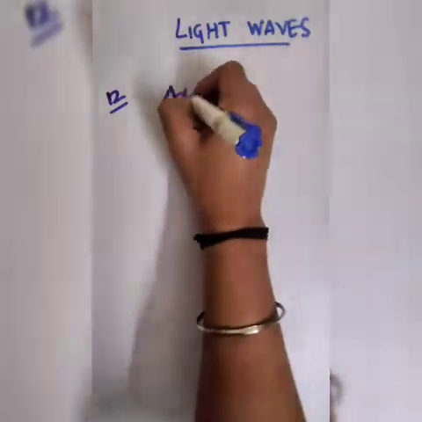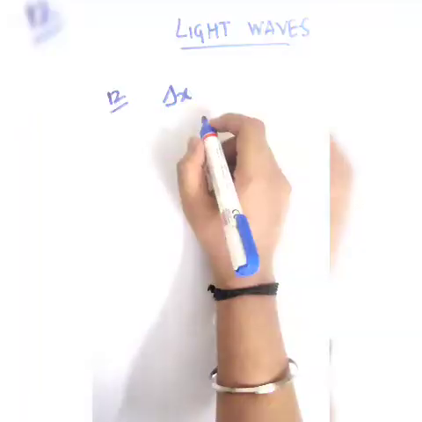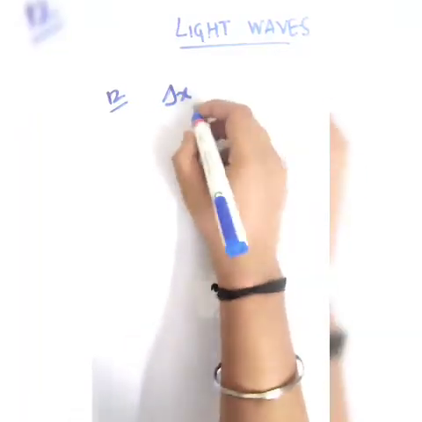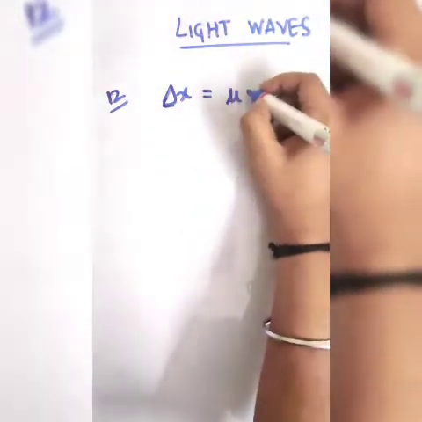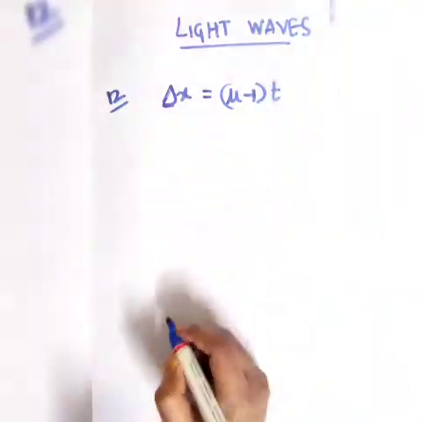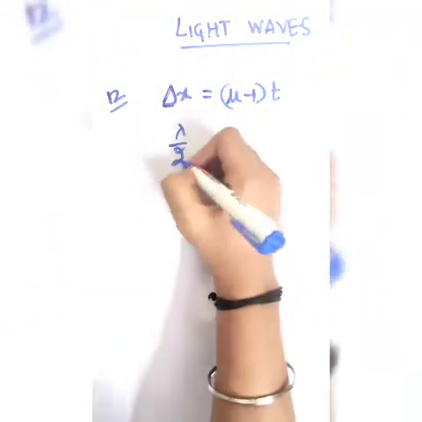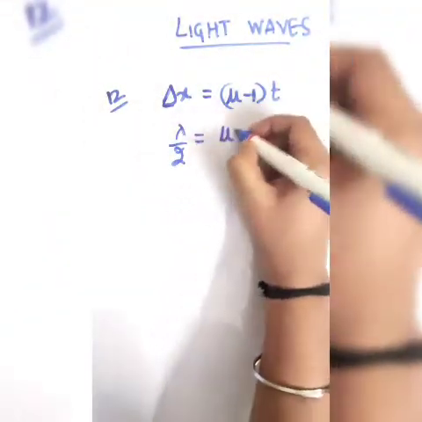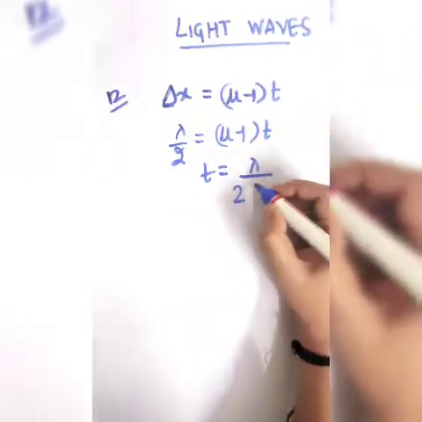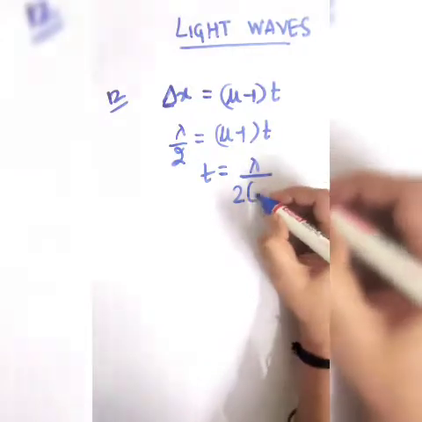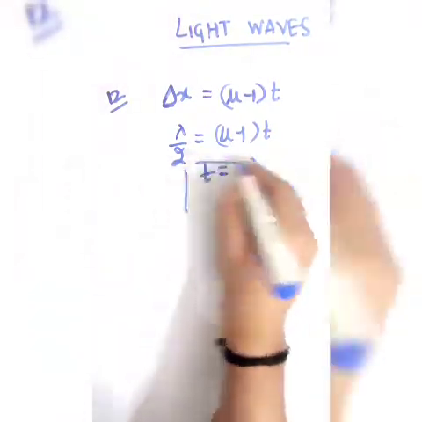Now in this question we are asked to find out the thickness of a plate that will induce an optical path difference of pi by 2. So we know that whenever a thick plate is kept, the optical path difference comes out to be mu minus 1 into t. According to this question we have to create a path difference of lambda by 2. So mu minus 1 into t equals lambda by 2, so t would come out to be lambda by 2 into mu minus 1.